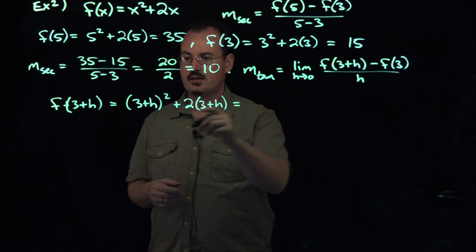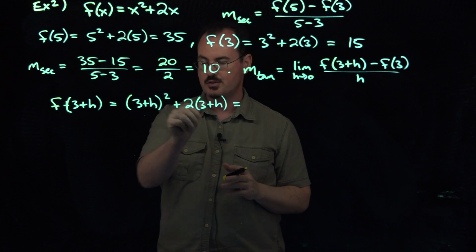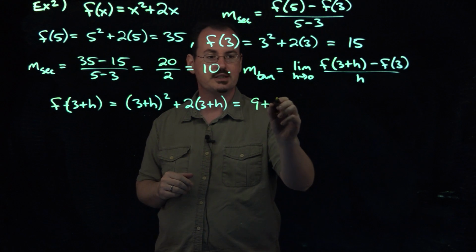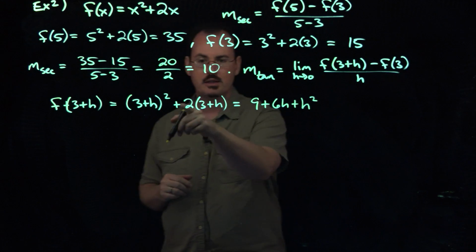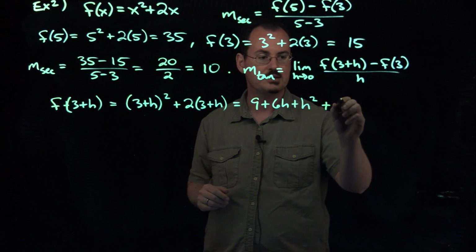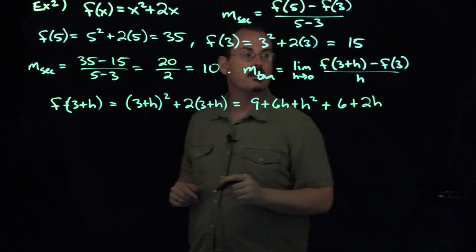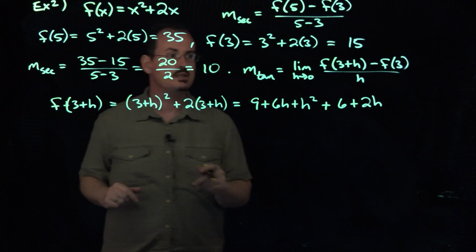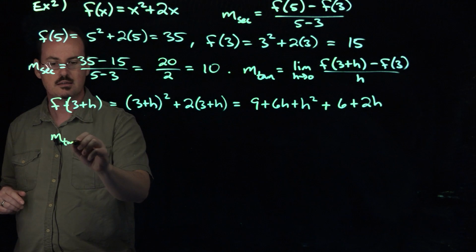So if we simplify that, 3 plus h squared, remember that to square that you'll have to write it twice. 3 plus h times 3 plus h, and then you do FOIL on that, and you should get 9 plus 6h plus h squared. So that's that term. For the second term, we'll just distribute the 2, and we'll get 6 plus 2h. Okay, and then f of 3, we already found f of 3, right? That was 15.